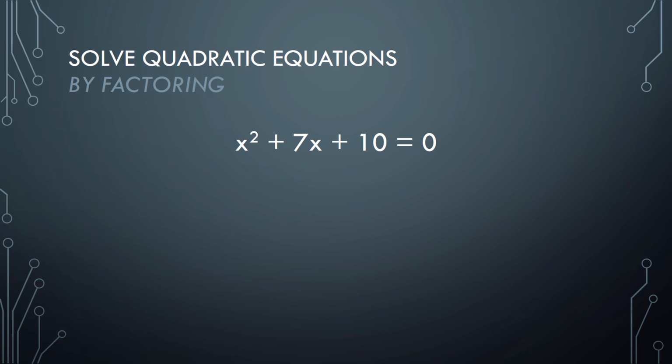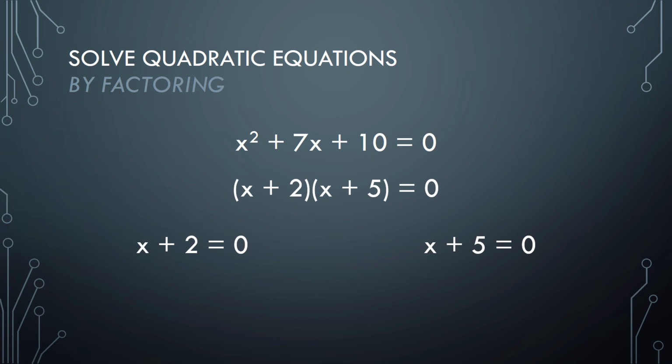Here's an example. X squared plus 7x plus 10 equals 0. We can factor this, as you saw in one of the examples: x plus 2 and x plus 5. All we need to do is figure out what makes x plus 2 equals 0, and we'll have a solution, because 0 times anything equals 0. And if we solve x plus 5 equals 0, we'll have another solution. So x equals negative 2 and x equals negative 5. These are both solutions for this quadratic equation. Take a look at this for a second before we move on.